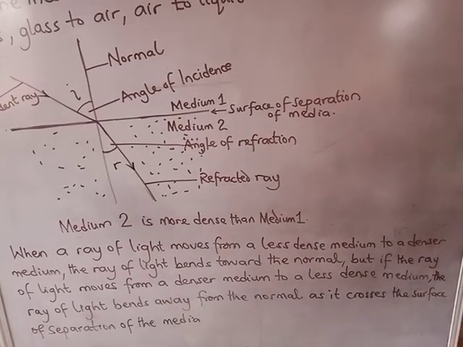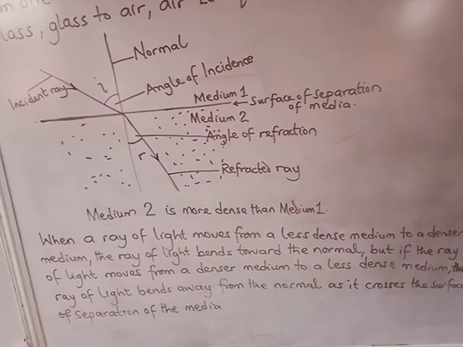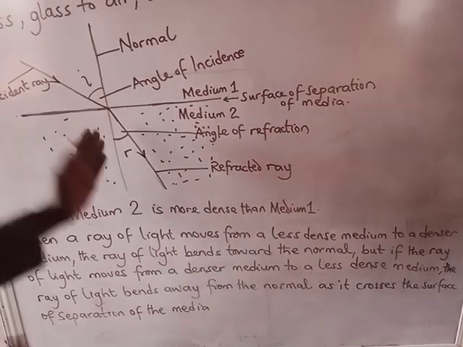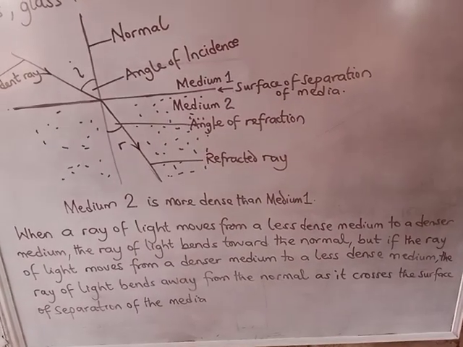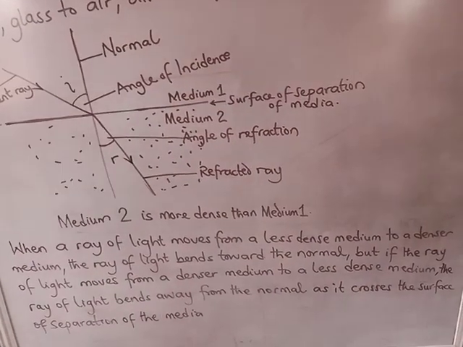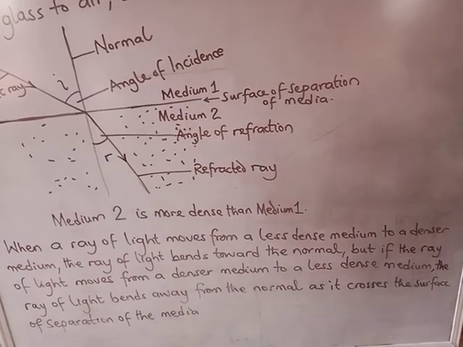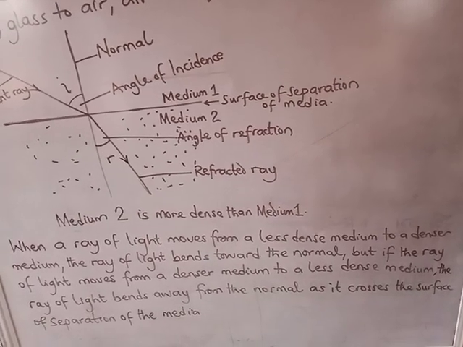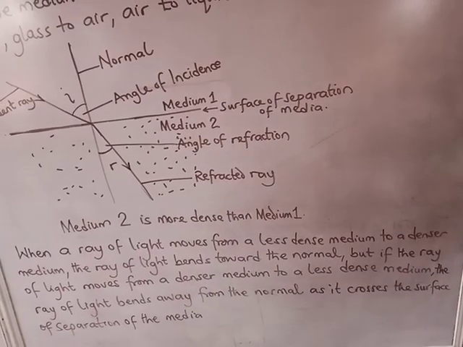Okay, let's check that. When a ray of light moves from a less dense medium to a denser medium, the ray of light bends or moves towards the normal as it comes to the surface of separation of the media. But if the ray of light moves from a denser medium, let's say from glass to air, it bends away from the normal as it crosses the surface of separation of the media. So please, it's crucial you note that.